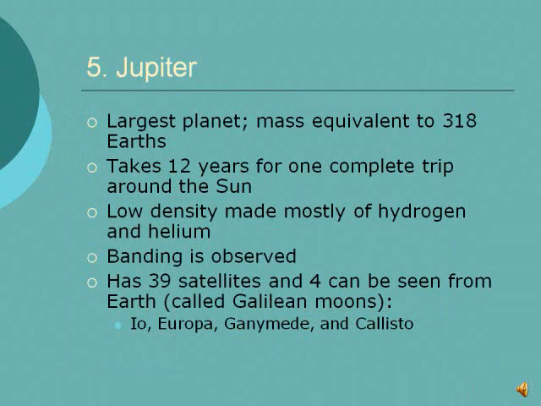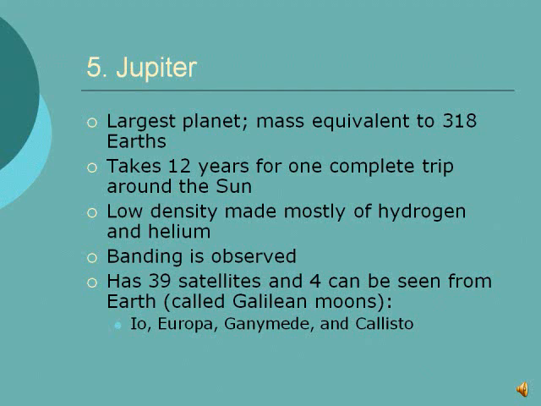Jupiter is the largest planet, and its mass is equivalent to 318 Earths. That's how many Earths that you could fit inside of Jupiter. And it takes 12 years for one complete trip around the sun. So 12 of our years equals one of their years. It has low density because it's made mostly of hydrogen and helium. And it does have bands around Jupiter, which indicate different types of elements in its atmosphere.